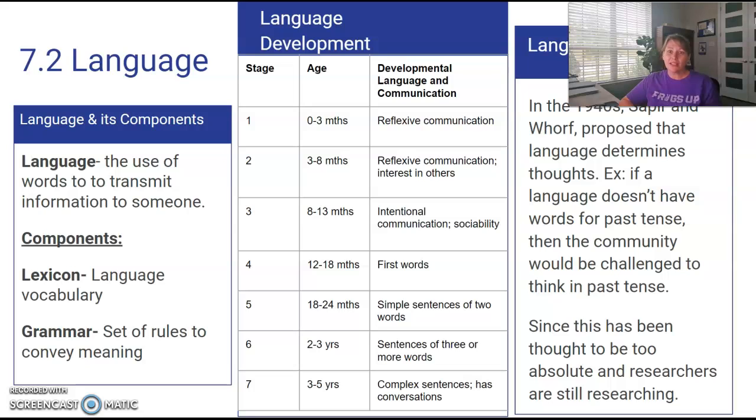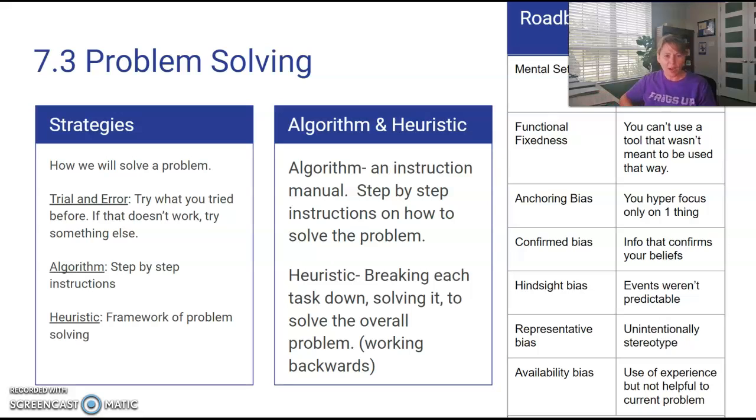Language and thinking. In the 1940s, Sapir and Whorf proposed that language determines thoughts. Example, if a language doesn't have any words that convey past tense, then the community people would be challenged to think in past tense. Well, since then that's been thought to be too absolute, and researchers are still researching. So that's language and thinking.